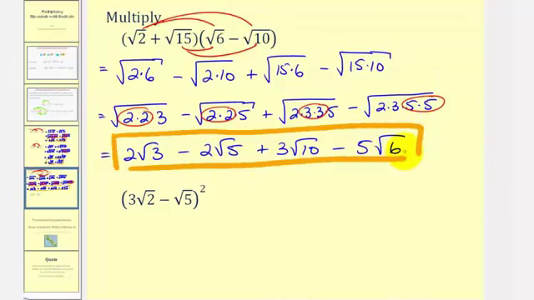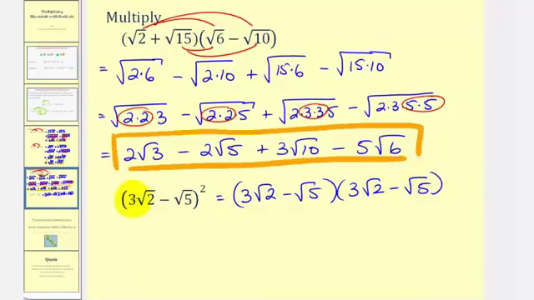Now for the last example, there's no shortcuts here. We'll have to expand this. This is equivalent to 3 square root 2 minus square root 5 times the quantity 3 square root 2 minus square root 5. We cannot just square the first term and square the second term. Again, we'll have 4 products, 1, 2, 3, and 4.